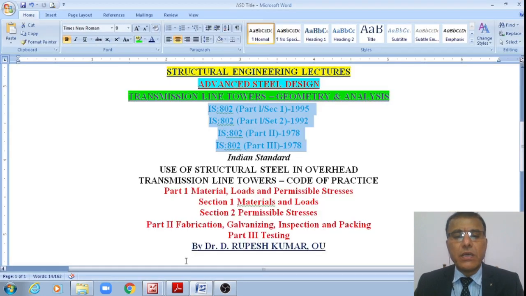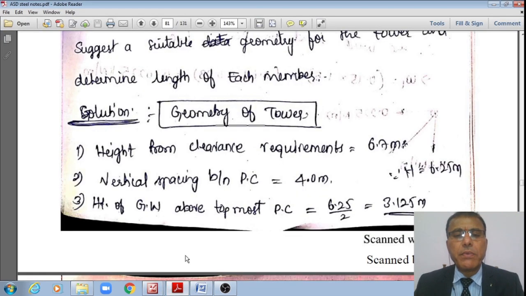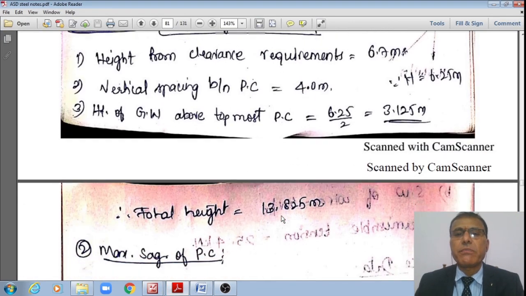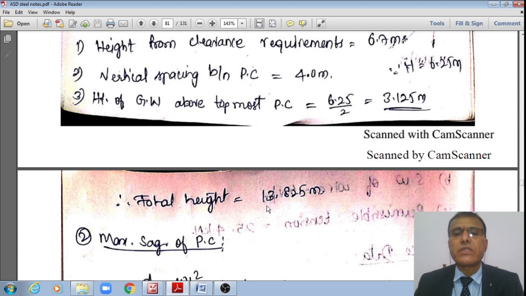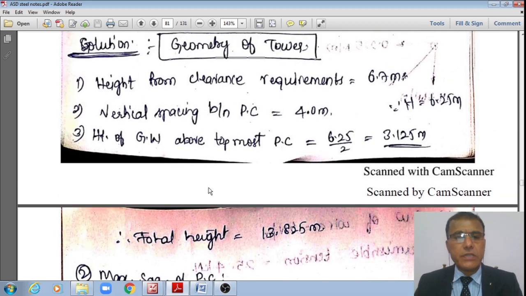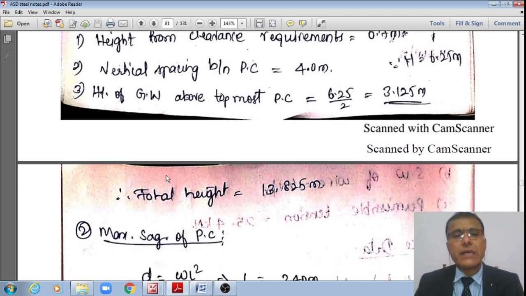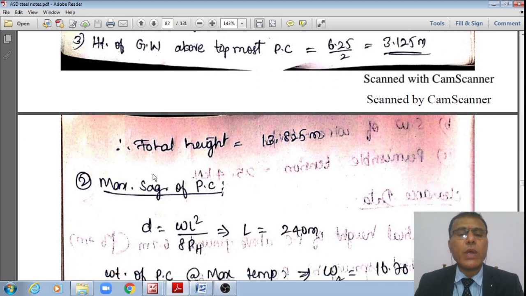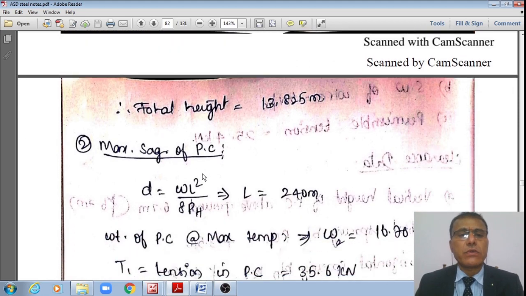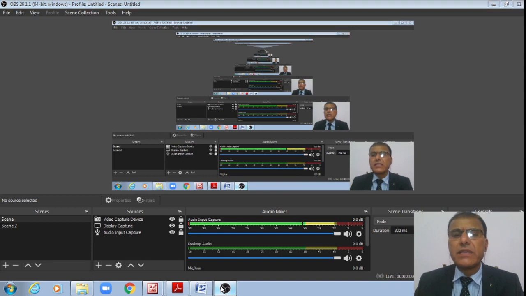That is how all three, when clubbed together, 6.7 plus 4 plus 3.125, now works out to 13.825 meters as the total height, without taking into account the sag. For that, I now need to add the maximum sag also. Now let us move back. How to calculate that sag is like this.